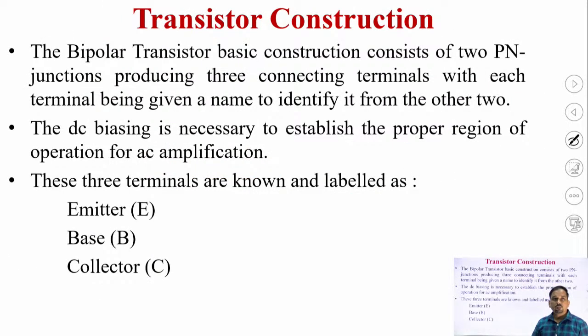So we'll start with the construction here. A bipolar junction transistor consists of three terminals. The first terminal is known as the emitter terminal, which is represented as capital E. Next we have the base and we have the collector. So it is a three terminal device, whereas in diodes we have only two terminals. Let me start with the emitter first.